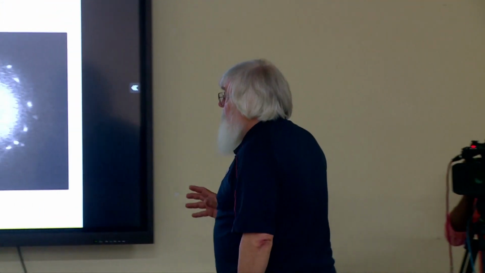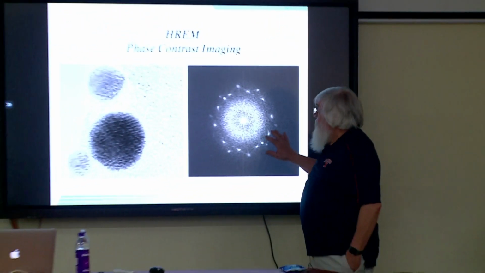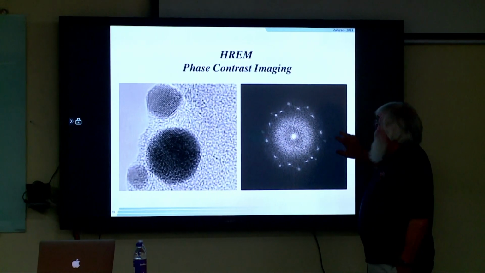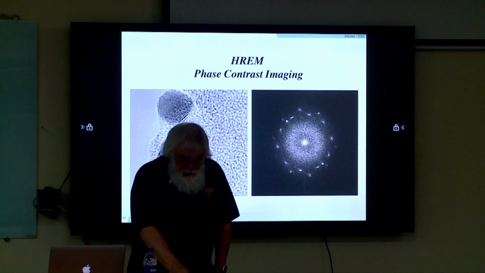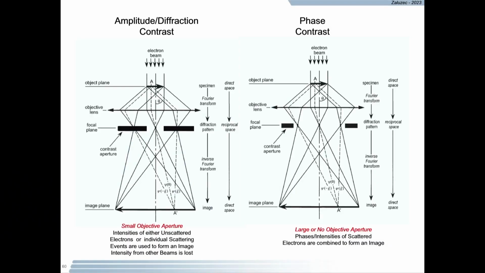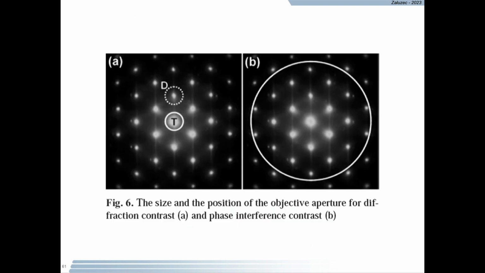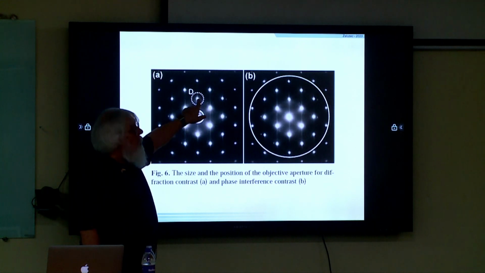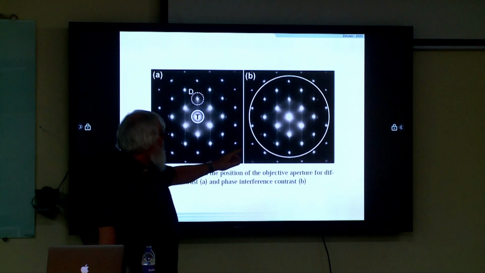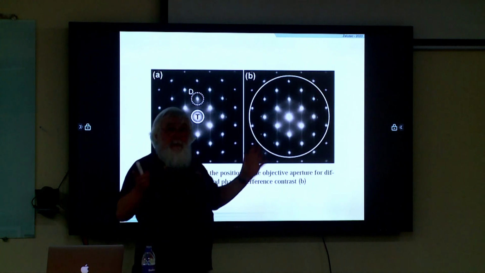Remember, in phase contrast, what we do is we look at the scattering of all the electrons that come through the sample. So in general, we will not have an aperture. We will remove the aperture or put a very large aperture in. In diffraction contrast or amplitude contrast, we have a very small aperture, and we look at the transmitted beam or one of the diffracted beams. In phase contrast, we have a very large aperture or no aperture at all.